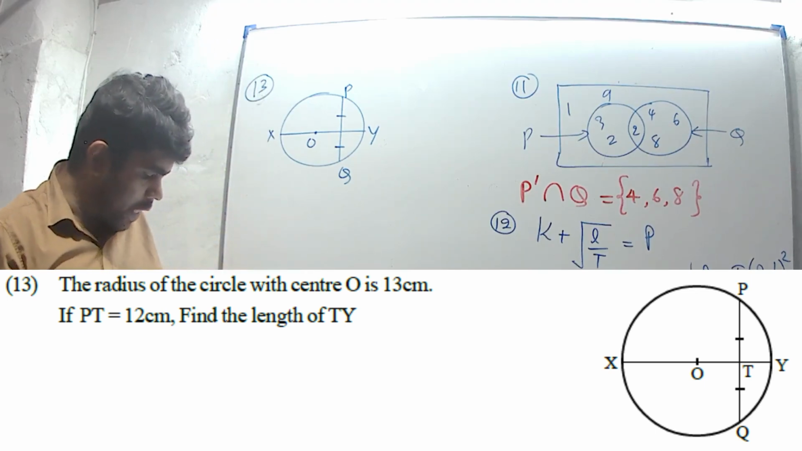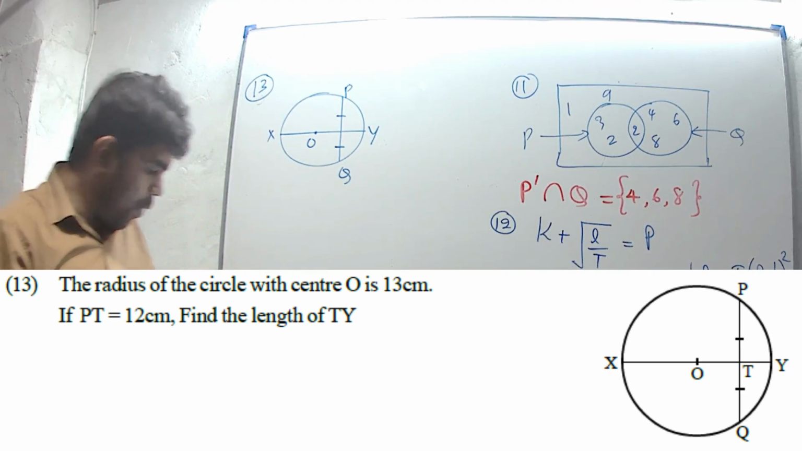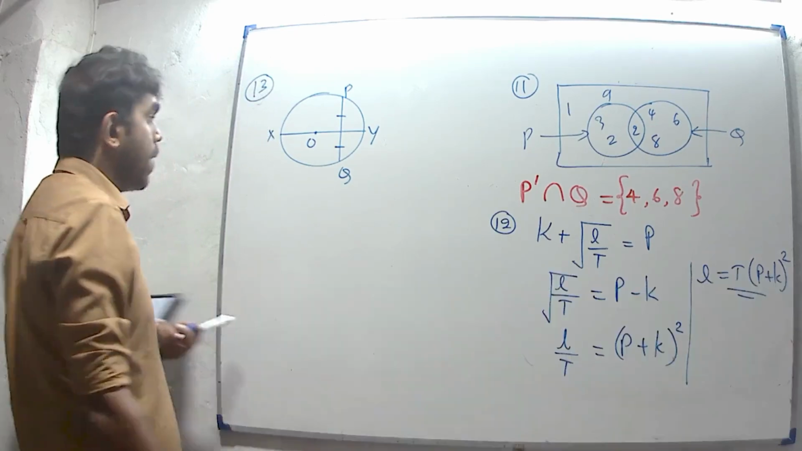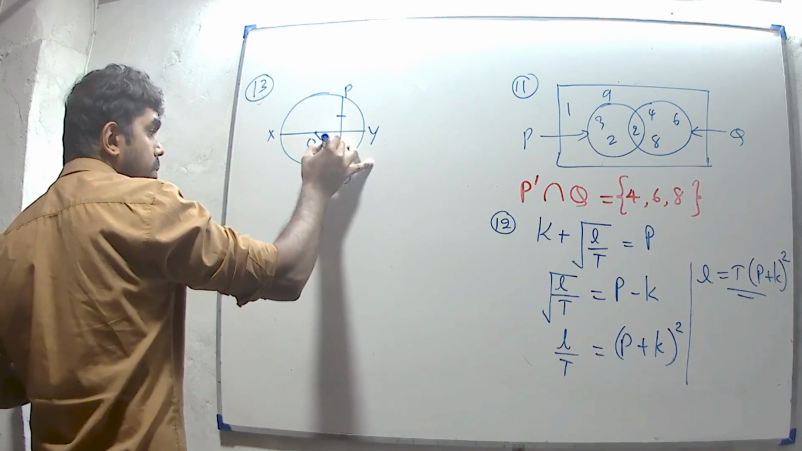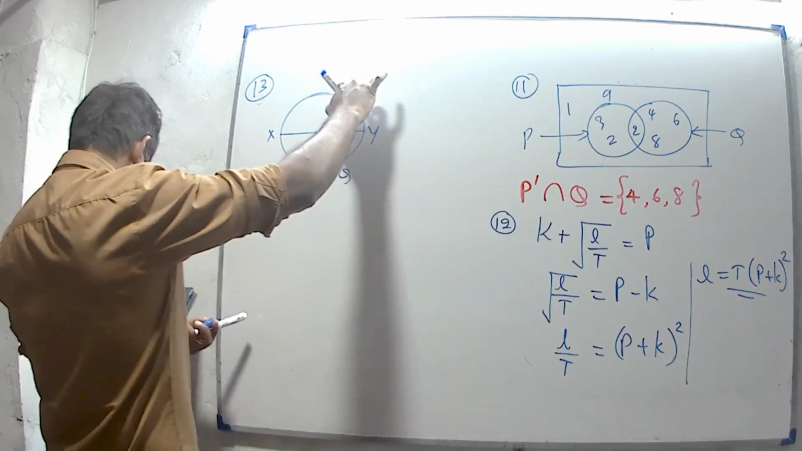The radius of the circle with center O is 13 centimeters. If PT is 12, find the length of TY. We have to find this TY length. We know that the radius is this length. It is 13.